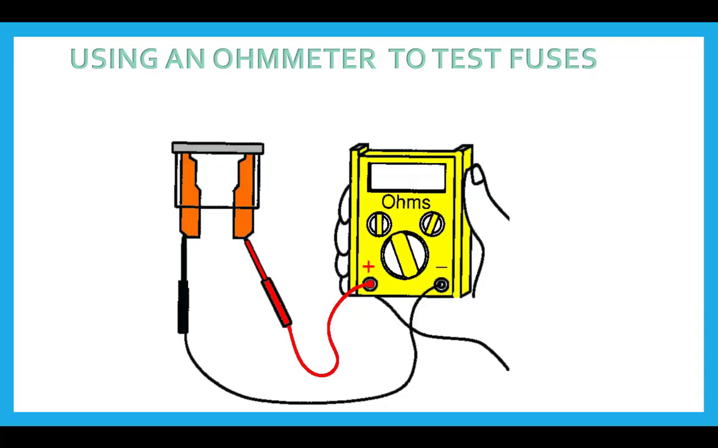Using an ohmmeter to test fuses. What's the resistance of a fuse when it's good? Well, it should be 0 because it's a short circuit, or very, very near 0 resistance. But if it blows and now it's an open circuit, then you should read infinite resistance.